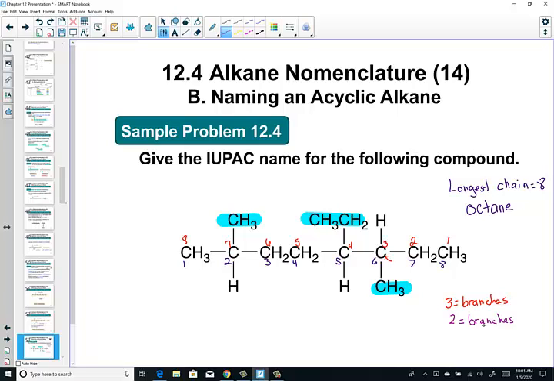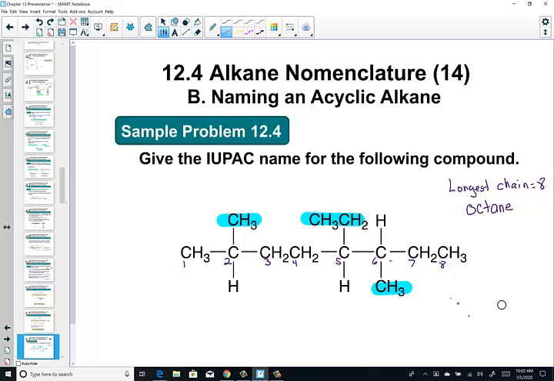So what is the correct way to number this structure? Right to left or left to right? Well, the secret lies in making sure all substituents have the lowest number possible. You want to number this chain so that you hit the branch at the lowest number. The first branch has to be the lowest number, and that happens to be from left to right. So this time, I'm going to start numbering from left to right.